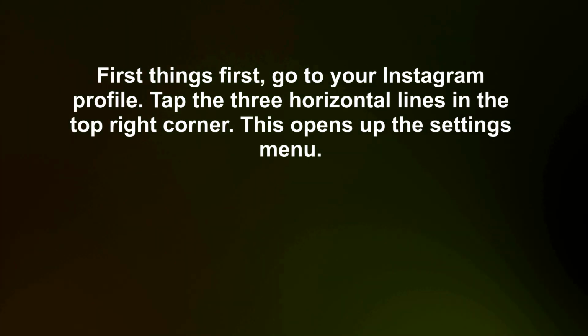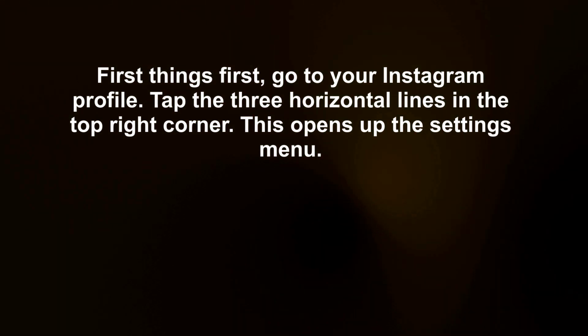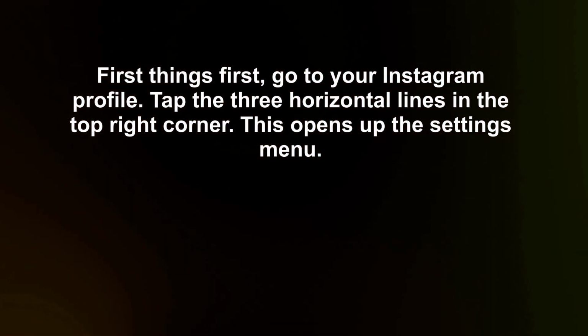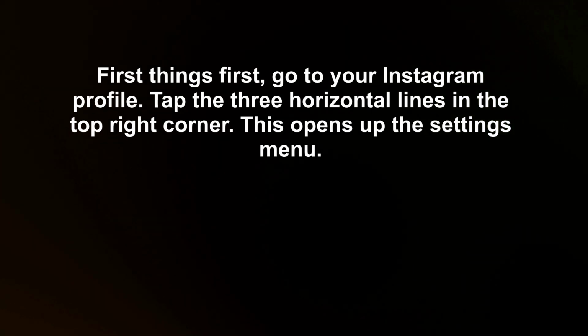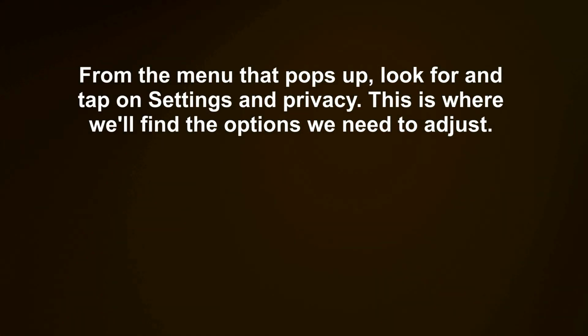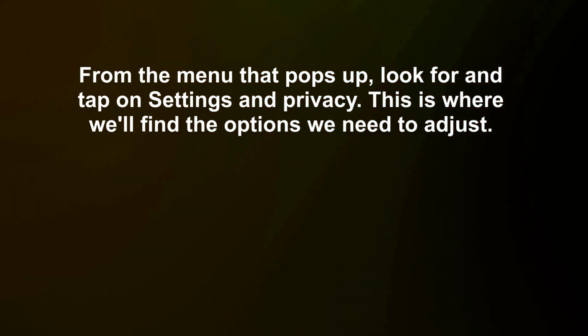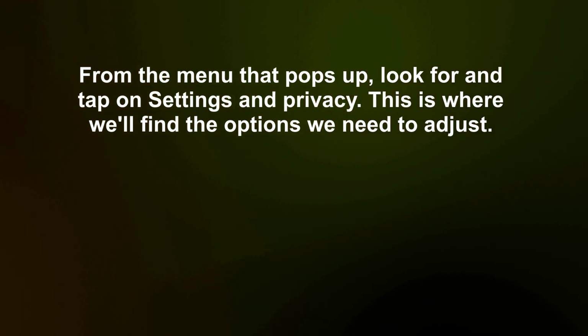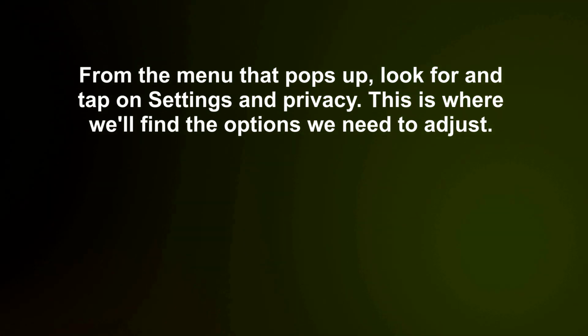First things first, go to your Instagram profile. Tap the three horizontal lines in the top right corner. This opens up the Settings menu. From the menu that pops up, look for and tap on Settings and Privacy. This is where we'll find the options we need to adjust.